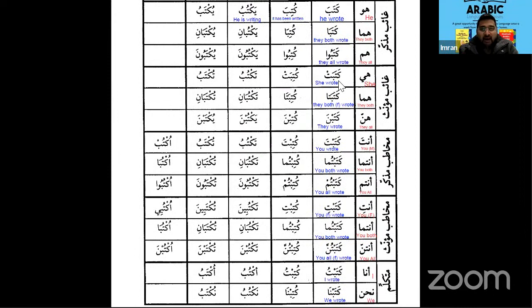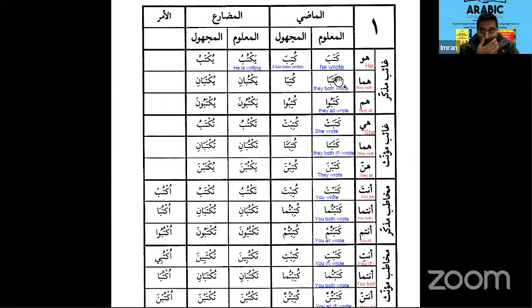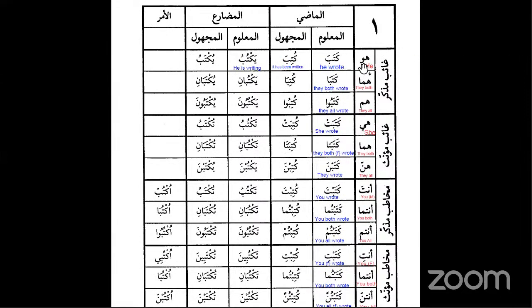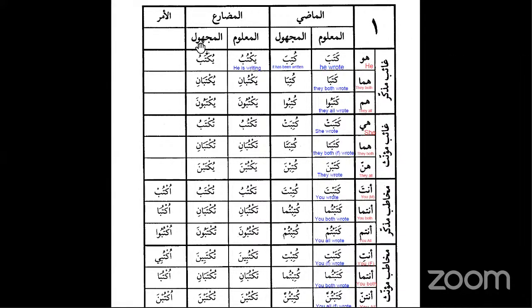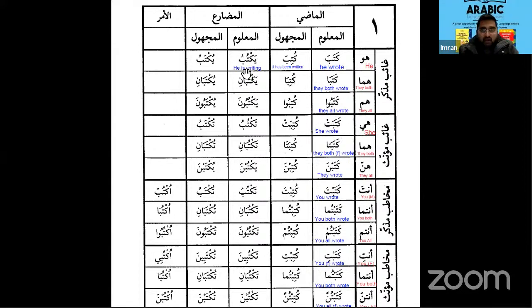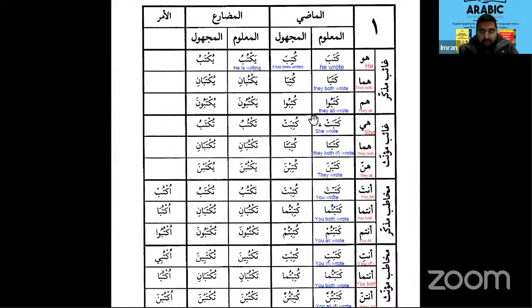Bismillah. So let's practice past tense. Huwa kataba. Bismillah ar-Rahman ar-Rahim. Huwa means he. Kataba, he wrote. Excellent. And do I go down? Yes, please. If you go downwards, but not across. Okay. Kataba, they both wrote. Katabu, they all wrote. Correct.